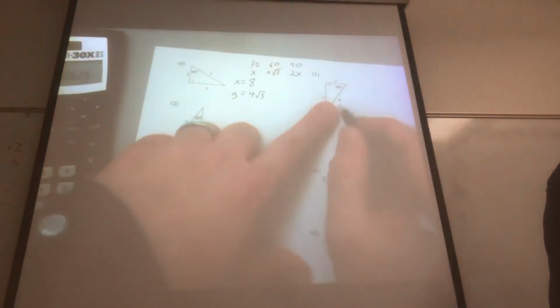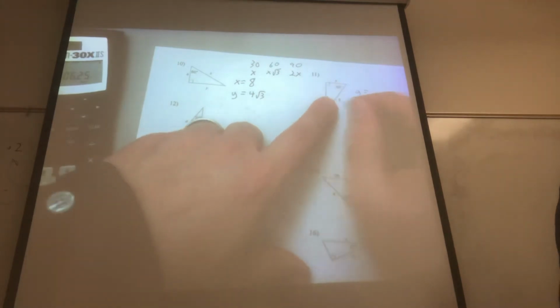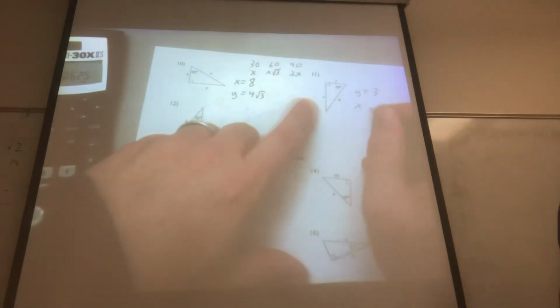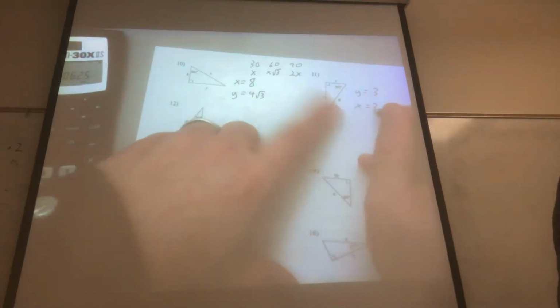On number 11, they give you the hypotenuse. That means the y value, my short side, is half of that. It's 3. And then my x value, the side opposite the 60, is this short side times the square root of 3.